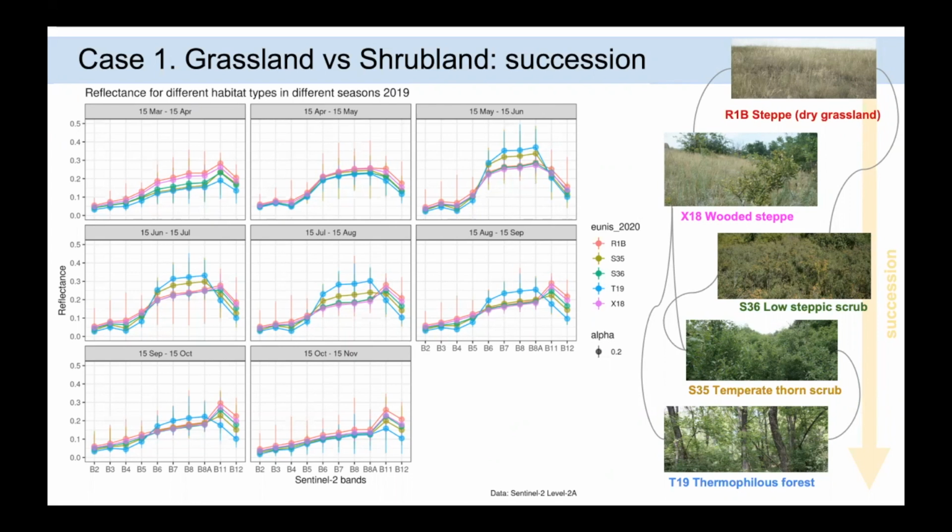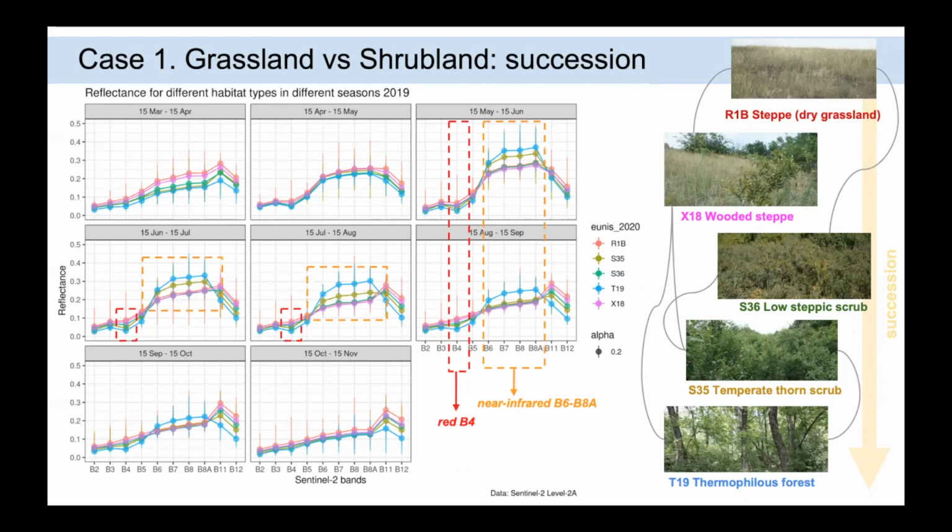intermixed as small patches in our study region, and they are also connected by a succession of dynamics as different stages on the way from grassland through shrub to forest or back to grassland. So also there are some transitional communities between them. As you can see, both thermophilous forest and temperate thorn scrub show higher values of reflectance within the near infrared spectrum, which is bands from 6 to 8A.